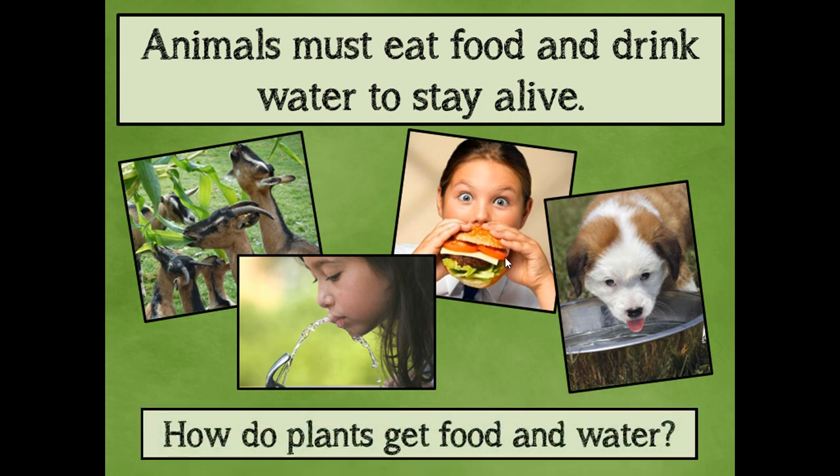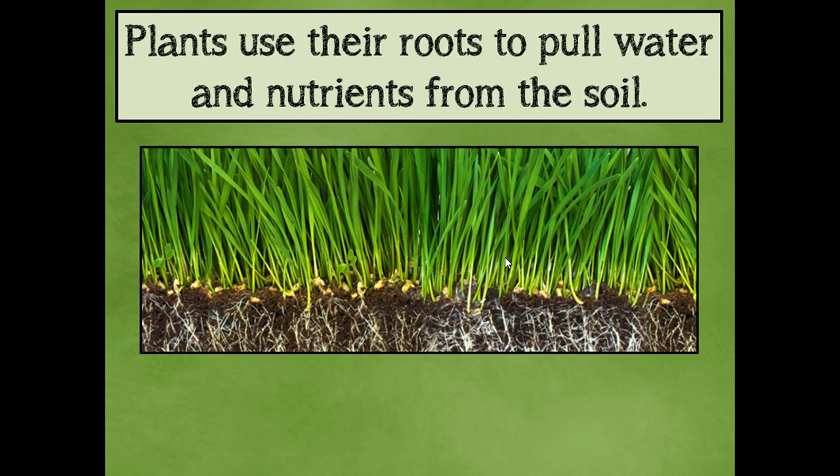How do plants get food and water? Because plants are living things too, so how do they get food and water? Plants use their roots to pull water and nutrients from the soil. Nutrients is food. So plants use their roots to pull water and food from the soil.